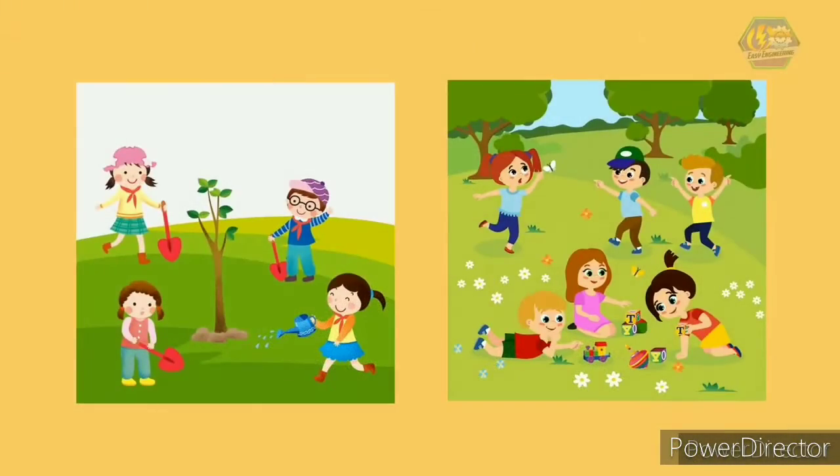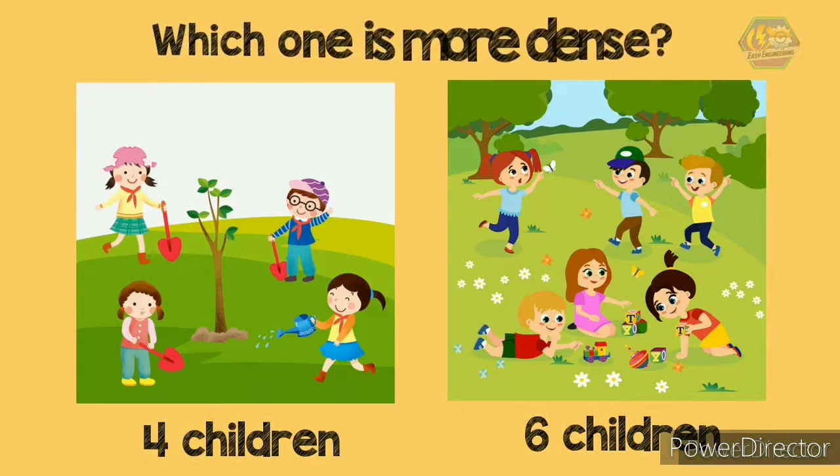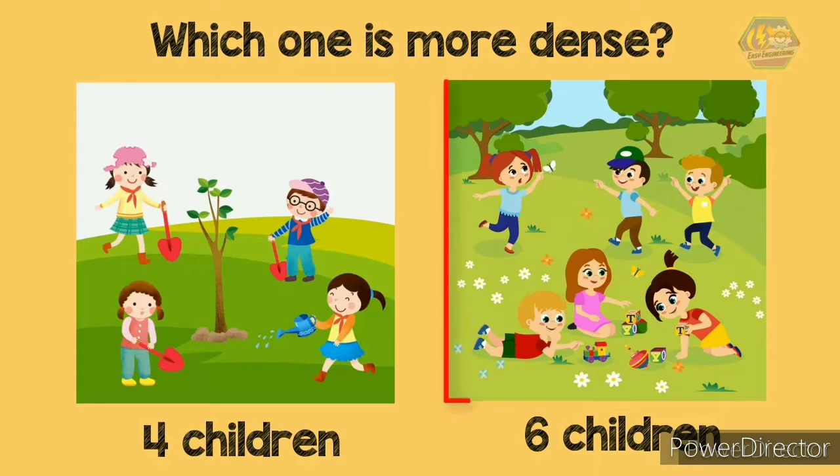Take a look at these two pictures. The picture on the left side has 4 children, while the picture on the right side has 6 children. Which one is more dense? So correct, the picture on the right side is more dense.